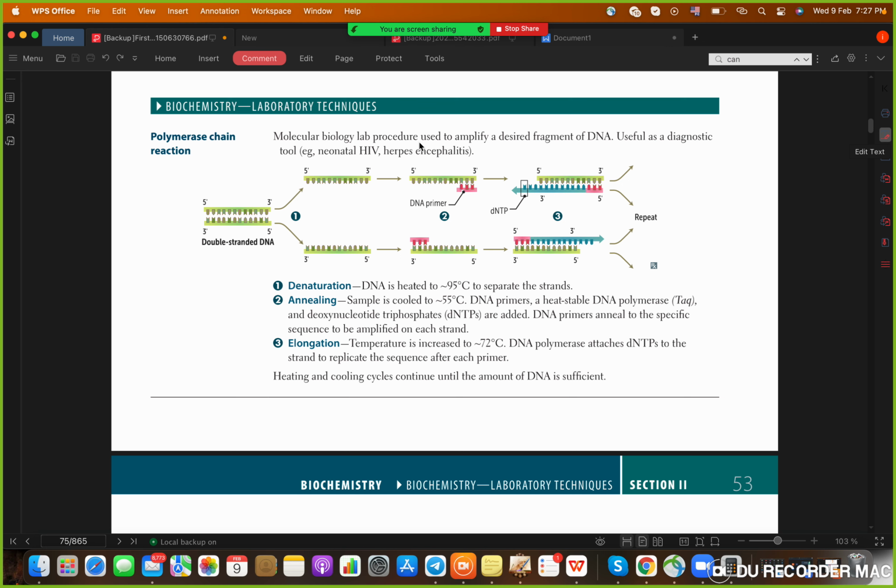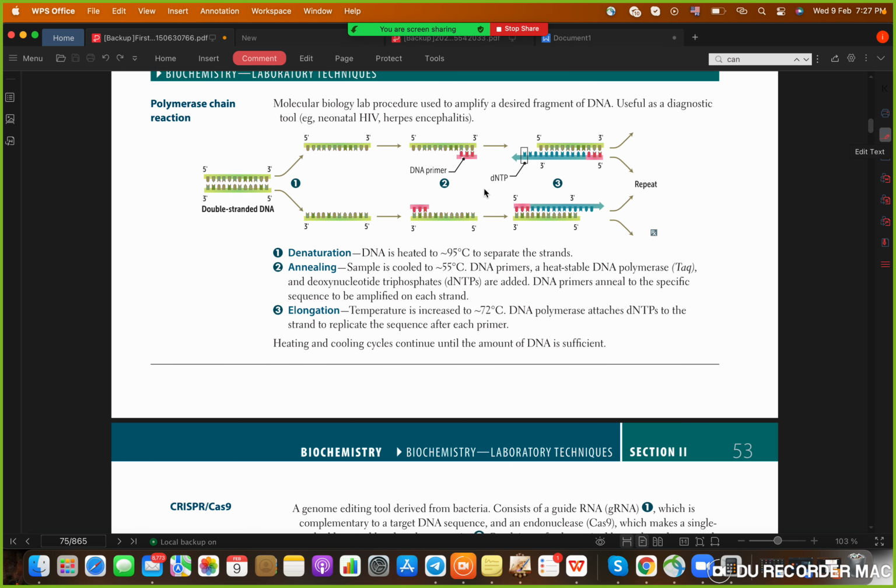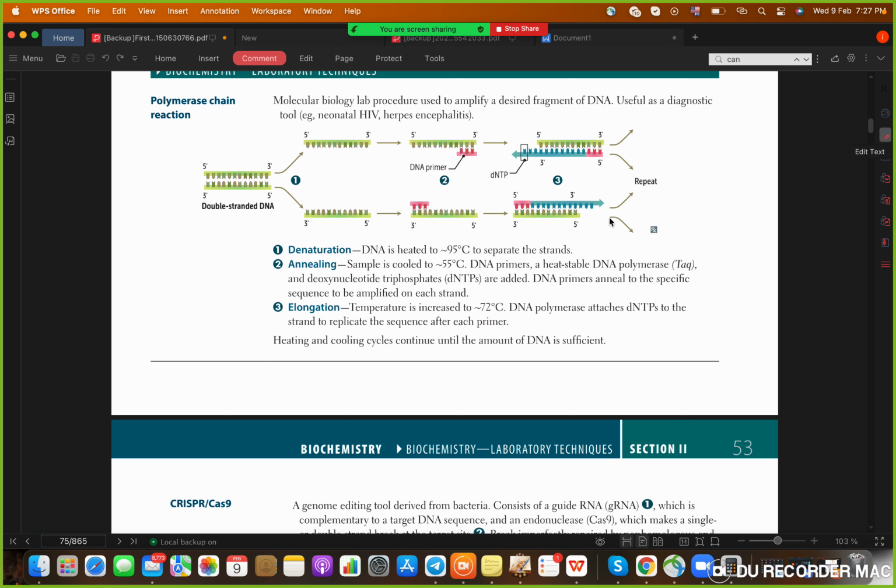It is a molecular biology lab procedure used to amplify a desired fragment of DNA. So you are just increasing the amount of the DNA. Useful as a diagnostic tool, so for neonatal HIV, also for herpes encephalitis. So as you can see here, we will speak about each step. So the first step is denaturation. We have a double-stranded DNA. For the sake of denaturing them and dividing them into two different strands, we must heat them up. When we heat them up, we destroy the bonds, which are the hydrogen bonds. So the DNA is heated to 95 degrees to separate the strands by destroying the hydrogen bonds.